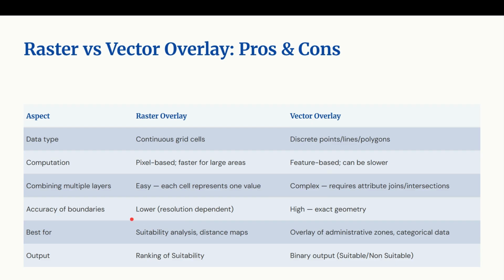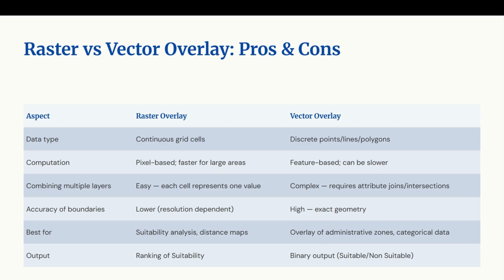Accuracy of boundary is lower in raster because it depends on the resolution. For example, if you want to create an overlay analysis for a city area, we need to gather the raster layer at the city level with a very high spatial resolution. But in vector, the accuracy of the boundaries will be high because we get the exact geometry of that particular area. Raster overlay analysis is best suited for suitability analysis and distance mapping, and vector overlay analysis is best for the overlay of administrative zones and categorical zones.